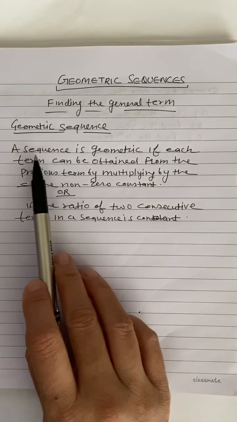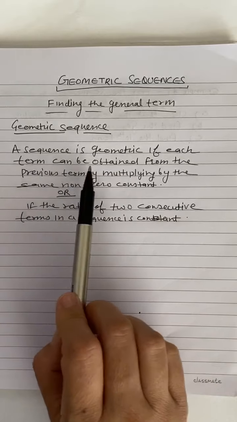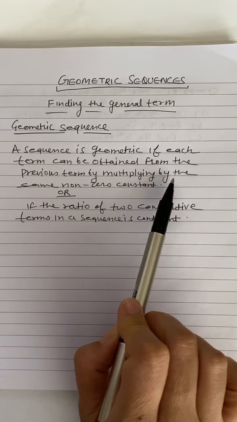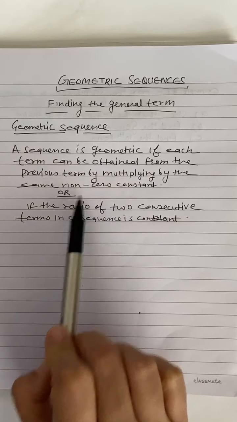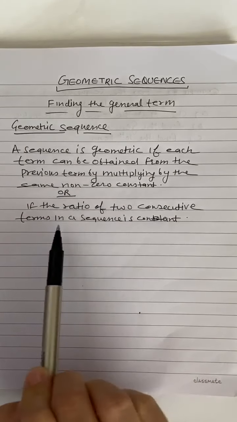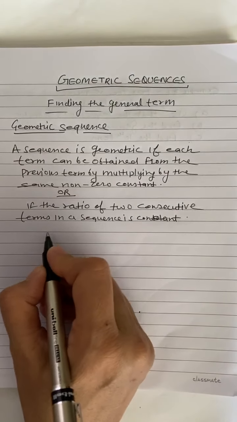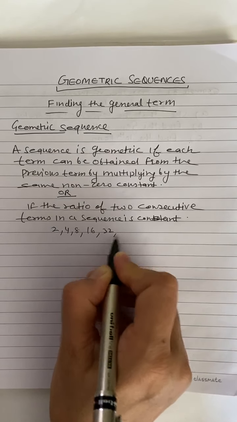So first, starting with the definition, a sequence is geometric if each term can be obtained from the previous term by multiplying by the same non-zero constant, or if the ratio of two consecutive terms in a sequence is constant. So I'm going to give you an example. If you have 2, 4, 8, 16, 32, and so on.